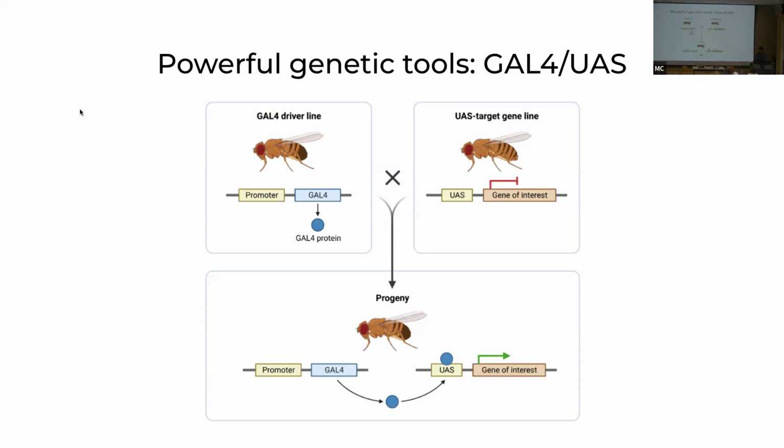So yeast make this Gal4 protein, and this Gal4 protein binds specific sequences, which are called the UAS, and basically drives transcription of whatever gene is downstream of this sequence.